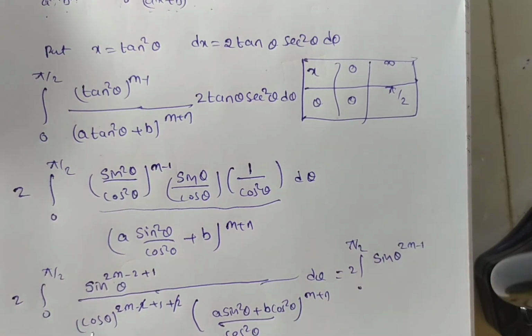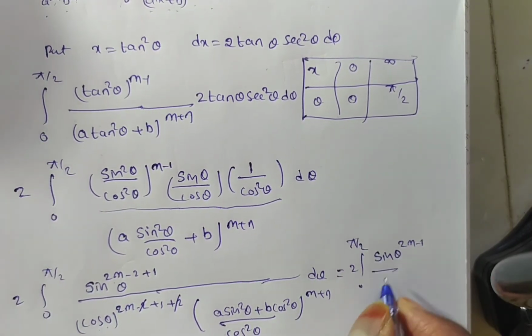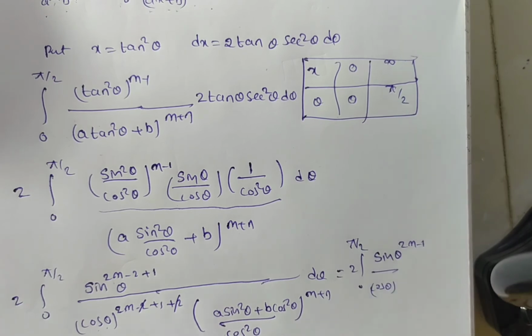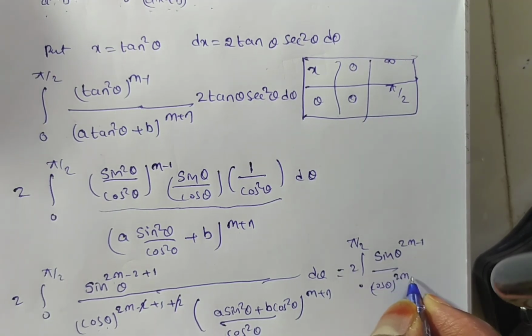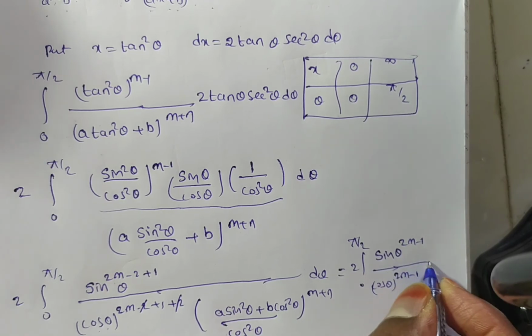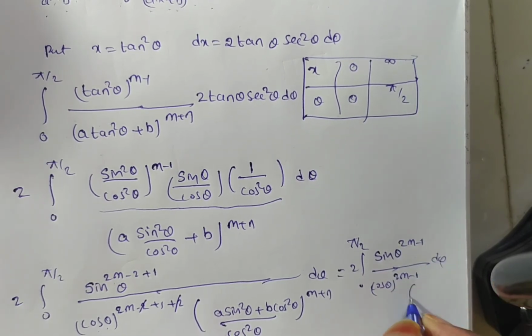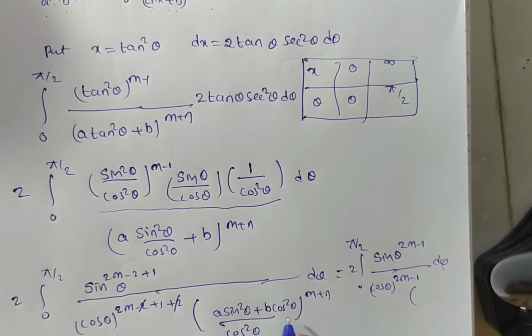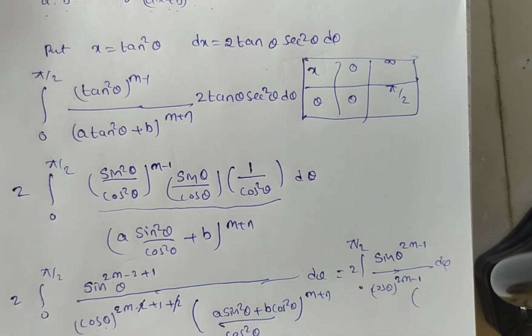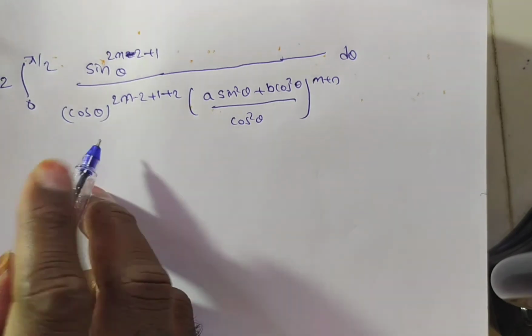Next, here you see, cos theta power 2m plus 1, but here you have, what do you have here? 2. So you will have 2m plus 1 minus 2, which is nothing but 2m minus 1, into d theta. Here you have a sin square theta plus b cos square theta power m plus n. For convenience, I will write in the next page. One moment please.